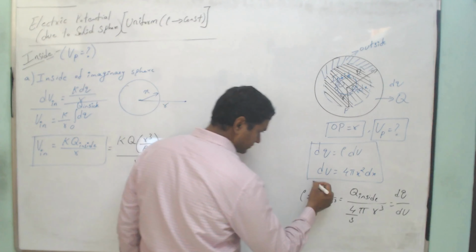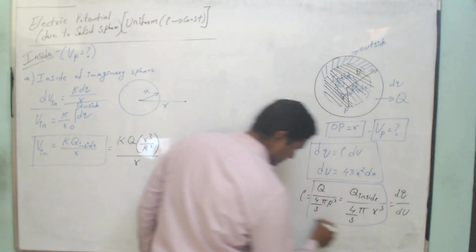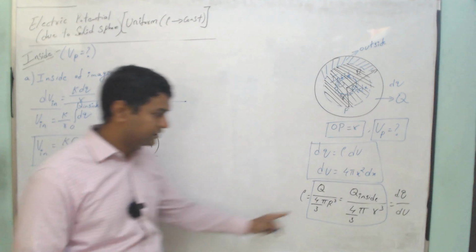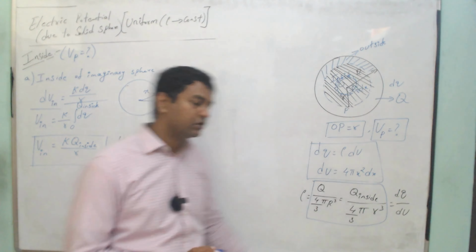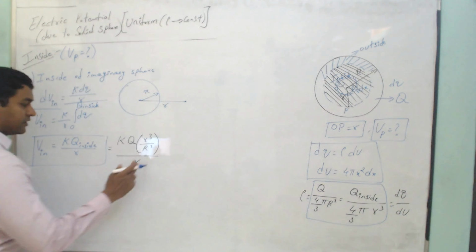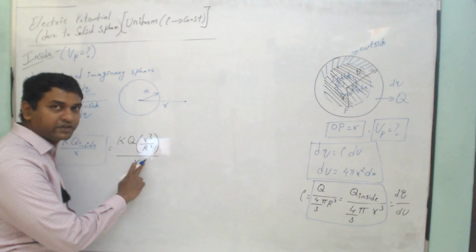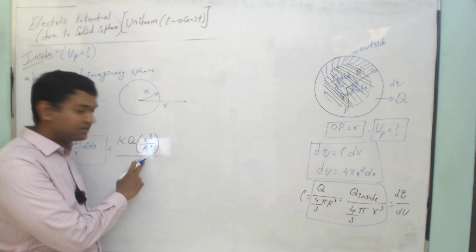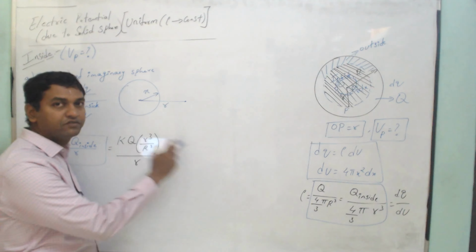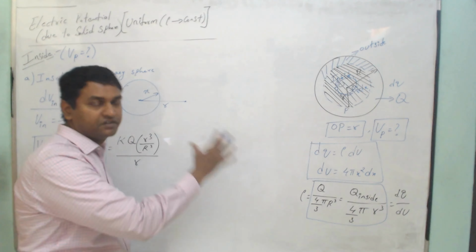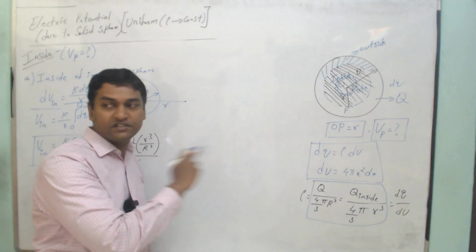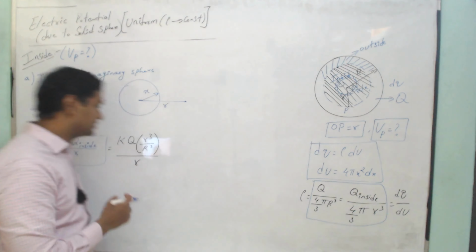I understood, sir. Okay, 4 by 3 pi, 4 by 3 pi will cancel. I have capital Q into... If you remember, in electric field, we had r square here. That cancelled with r cube and it was r. Then I showed you in the graph, electric field versus r is a straight line, y is equal to mx.